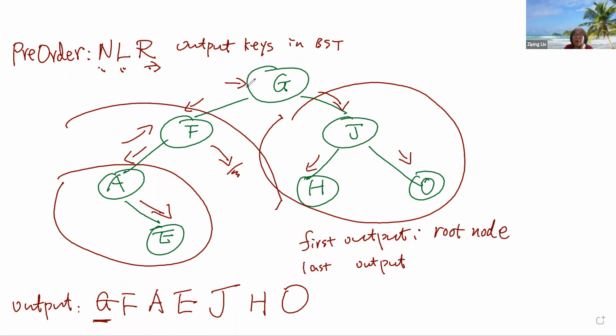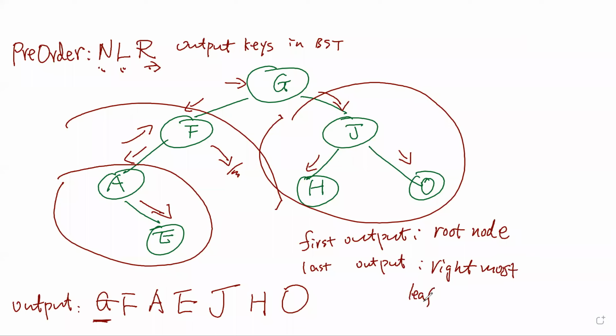Yeah, it's G. Then how about the last output? It's always the rightmost leaf node. Is it? The rightmost leaf node. So that's the feature regarding pre-order traversing. Okay, we get this idea clear.